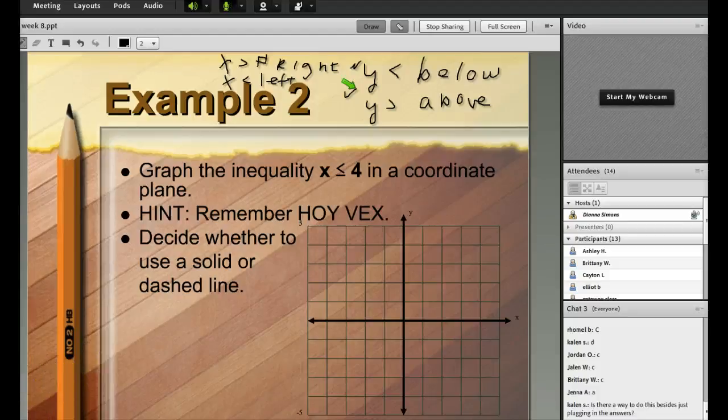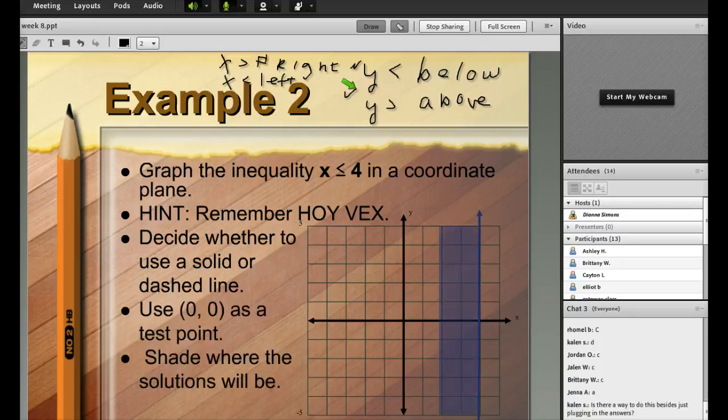So now we have x is less than or equal to 4. What kind of line do we got? Yep. Okay, there we go. That's what our line looks like. It's a vertical line. Any x equal line is vertical. And we're shading to the left. All right, does that make sense?